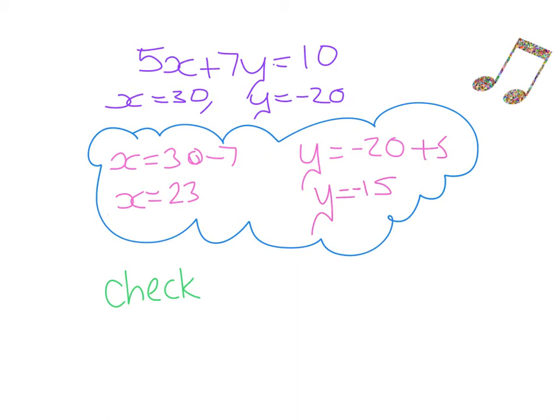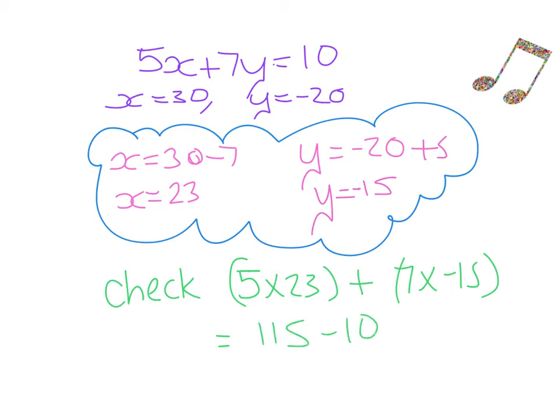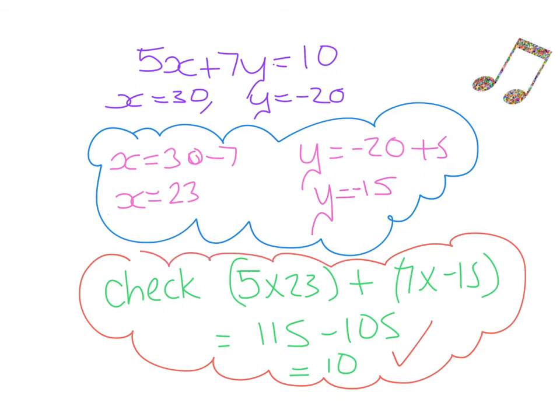We'll just check. So substituting into the equation above, 5 times 23 plus 7 times negative 15 is equal to 115 minus 105, which is 10. So yep, those values work. Why is that? Let's have a little look and see what's happening.